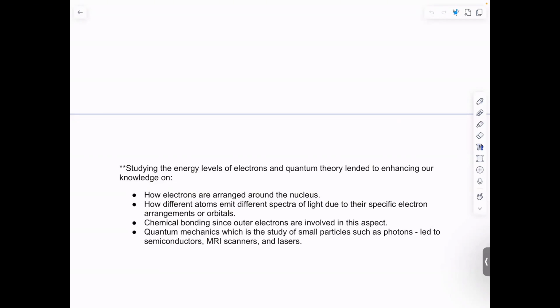And then we have chemical bonding. Because electrons are moving around outside the nucleus and they tend to give away or share or take electrons, it's good to know how they operate, right? So with chemical bonding, we have a better understanding there. And then, of course, quantum mechanics. Quantum mechanics is a field of physics where you're studying small particles, such as photons. And this led to technology we have these days, such as semiconductors, MRI scanners, lasers, et cetera.